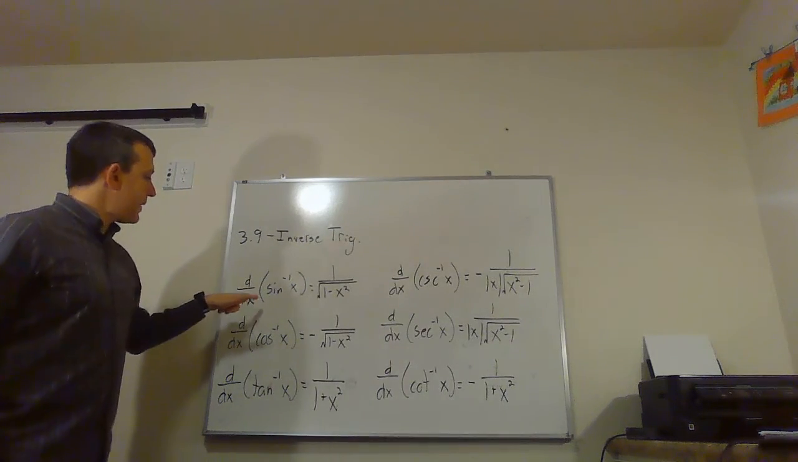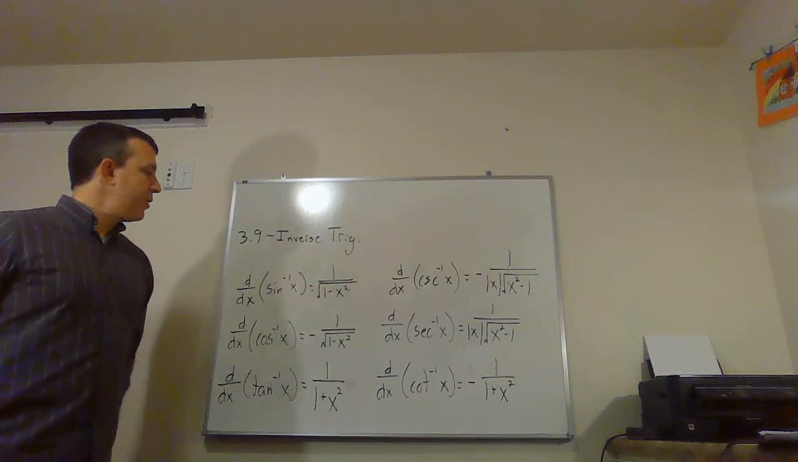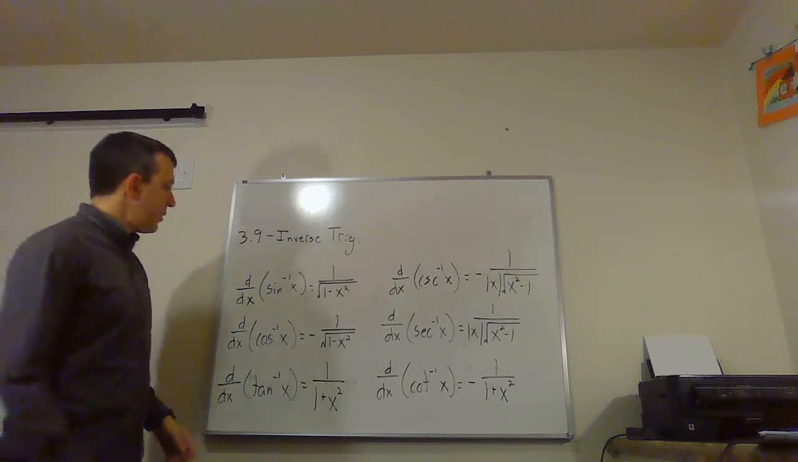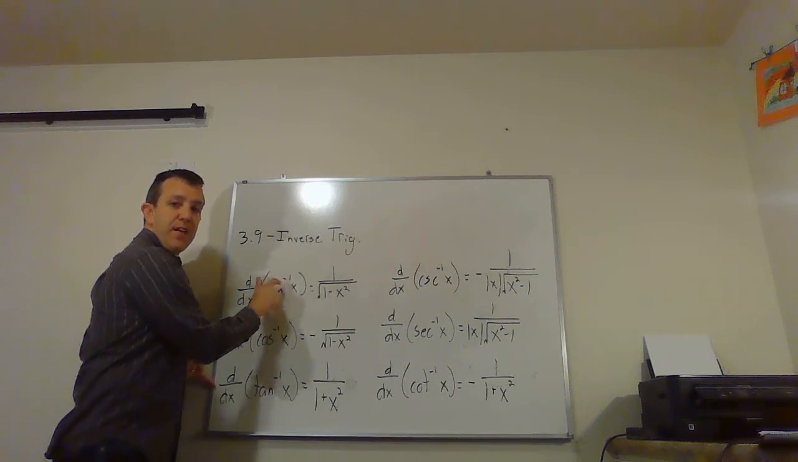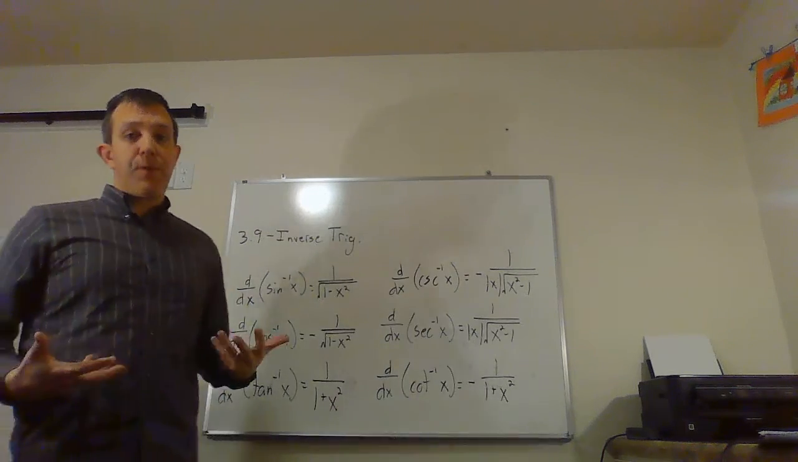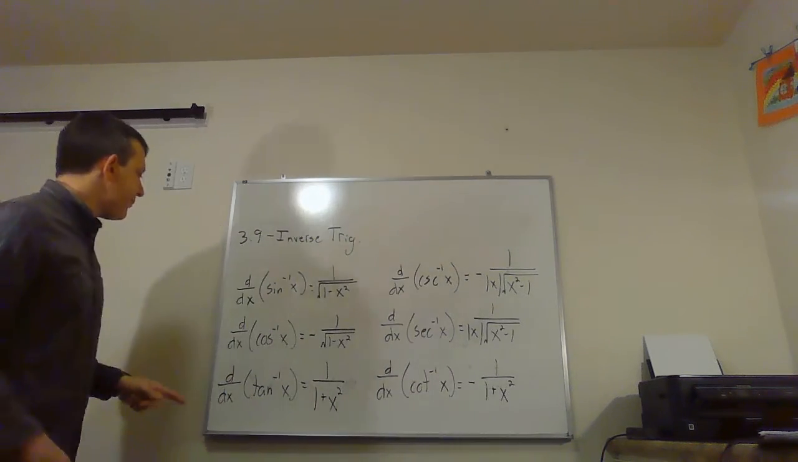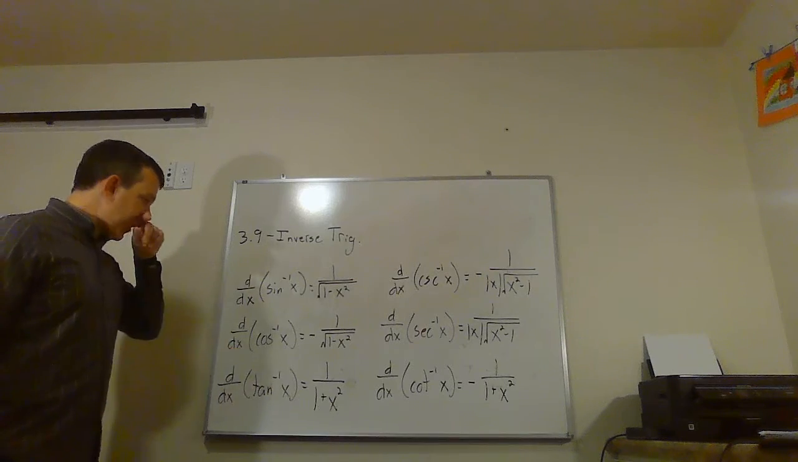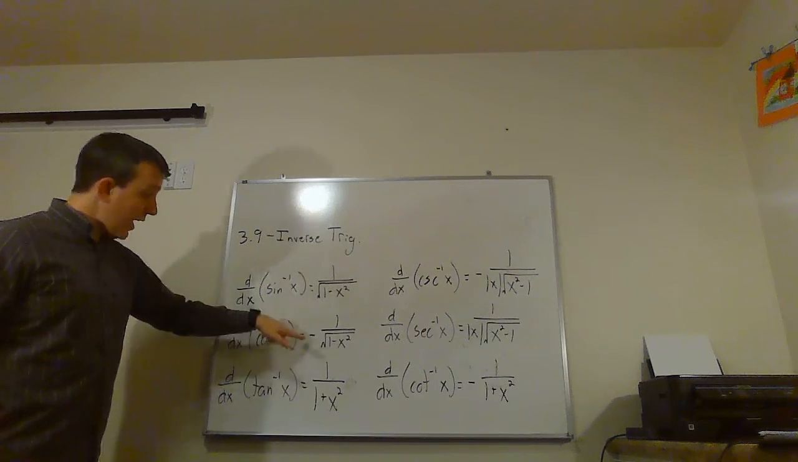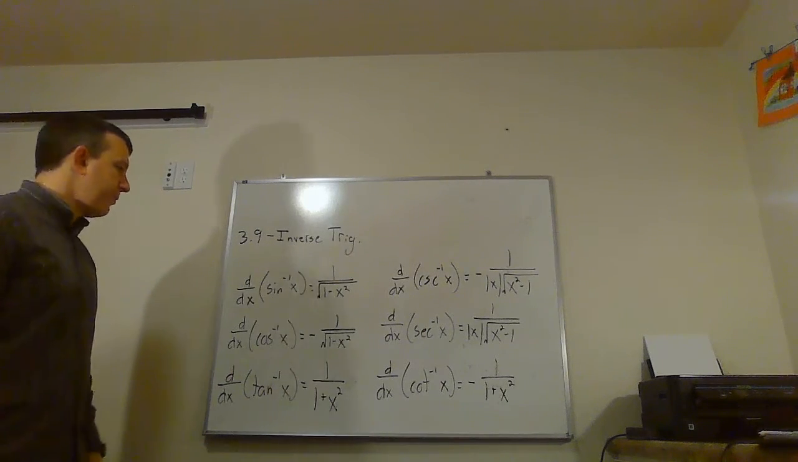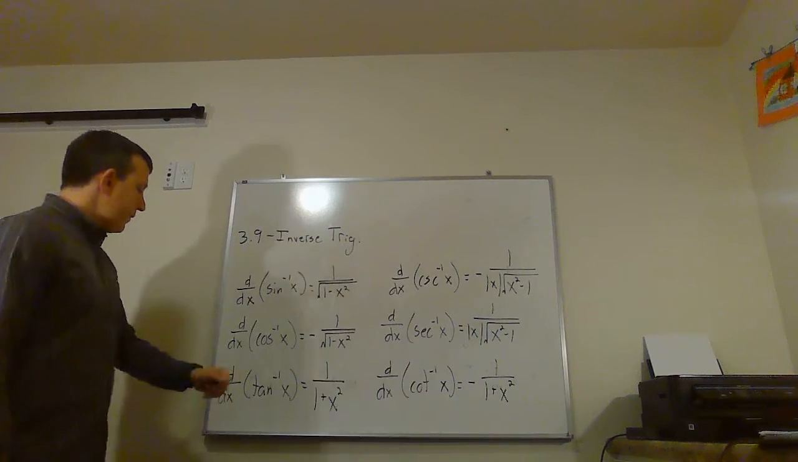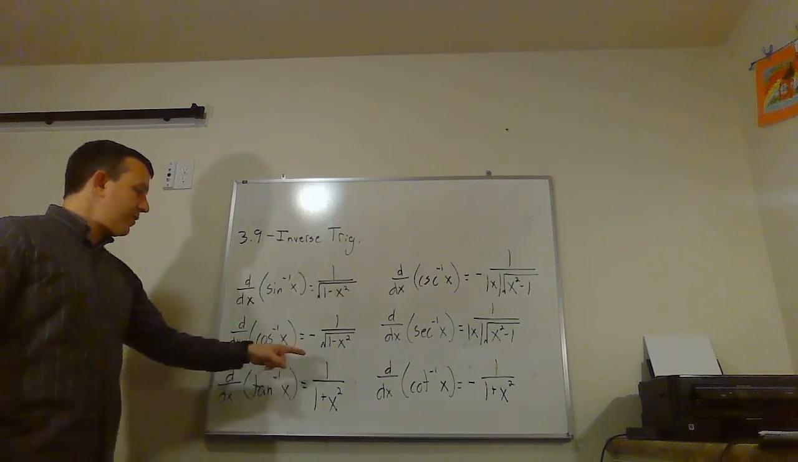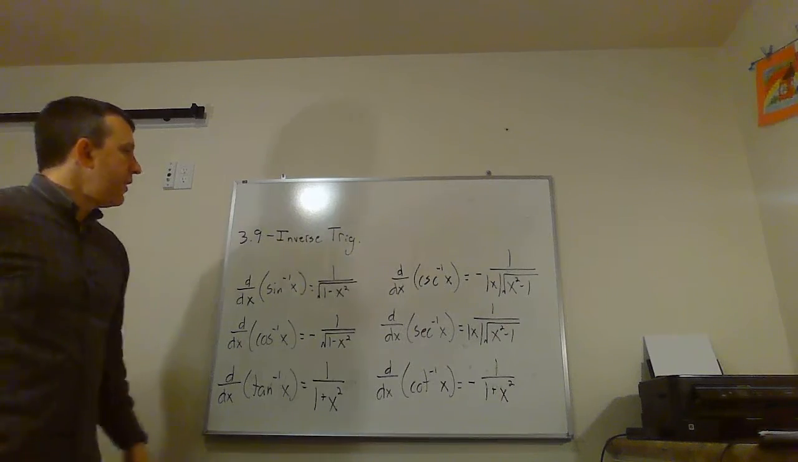The derivative with respect to x of sine inverse of x is 1 over the square root of 1 minus x squared. Again, remember, anytime you see a negative 1 on a trig function, it's not an exponent, it is an inverse. The derivative of cosine inverse of x is the opposite of 1 over the square root of 1 minus x squared. The derivative of tangent inverse is 1 over 1 plus x squared.